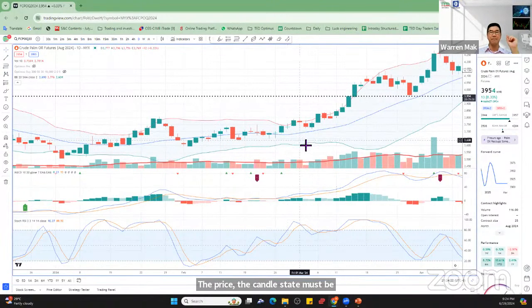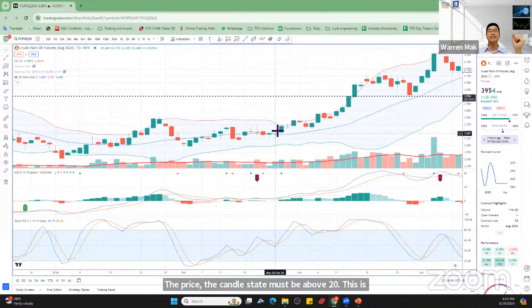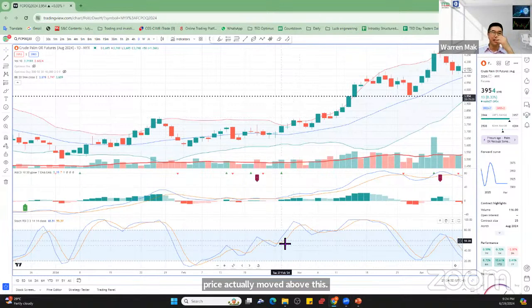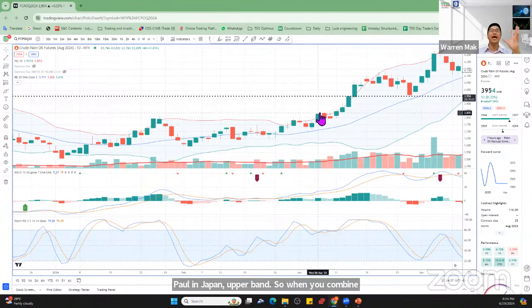Then it's better that at minimum the price, the candlestick, must be above the 20 MA. And of course, the more ideal one is when the price actually moves above the Bollinger Band upper band. So when you combine RSI above 50 and MACD above zero, this is where you can find a bullish entry, a bullish entry.